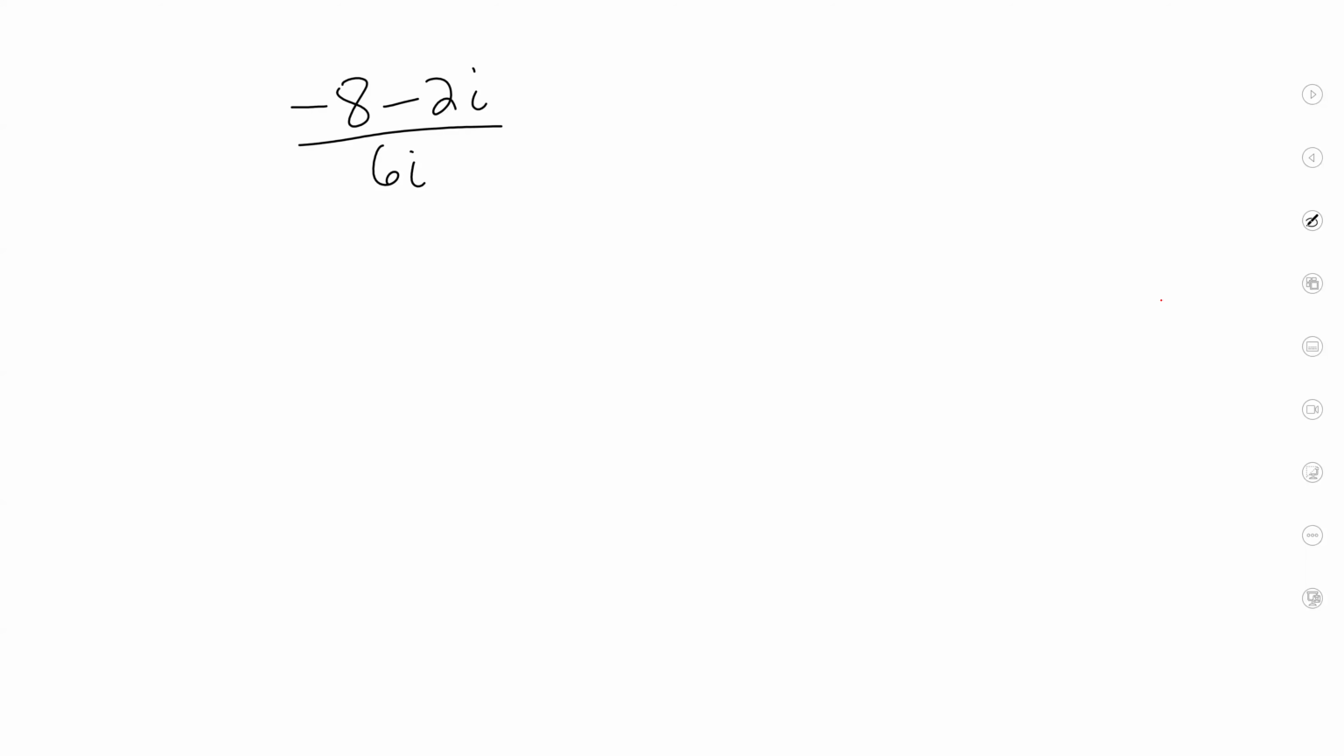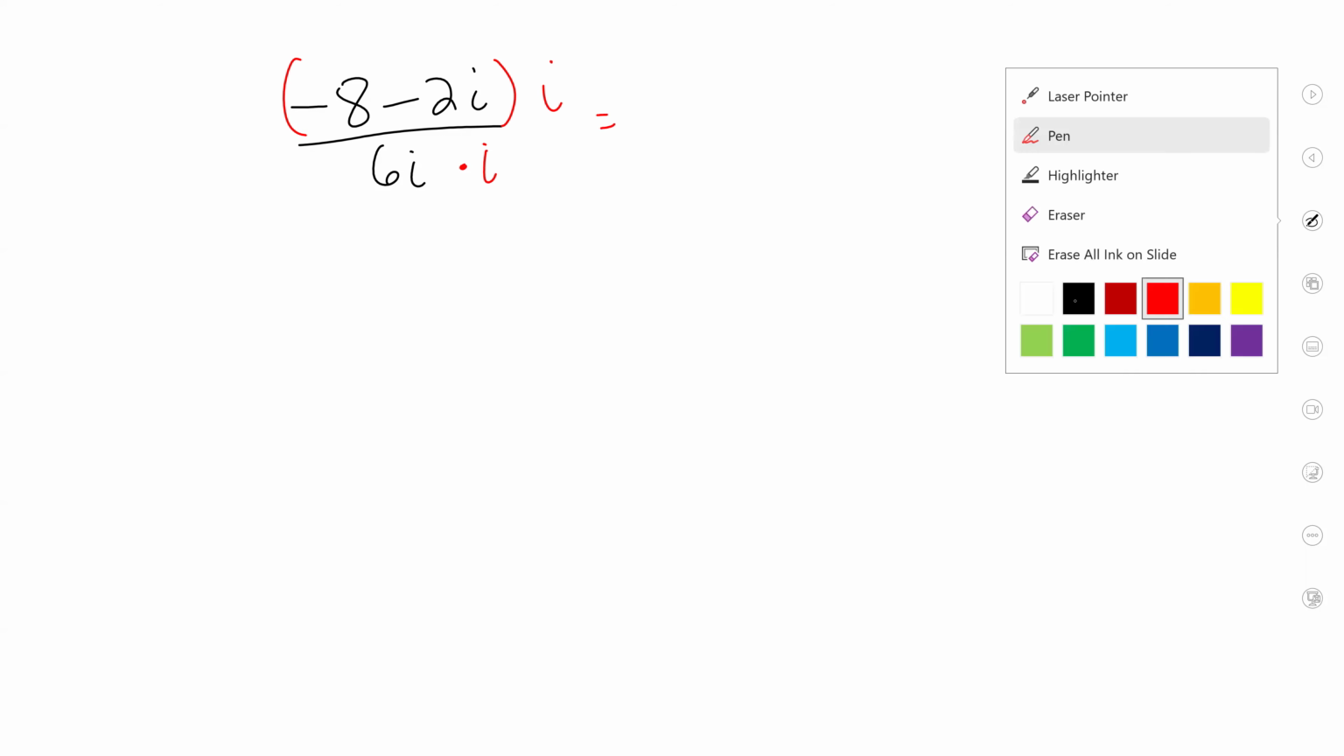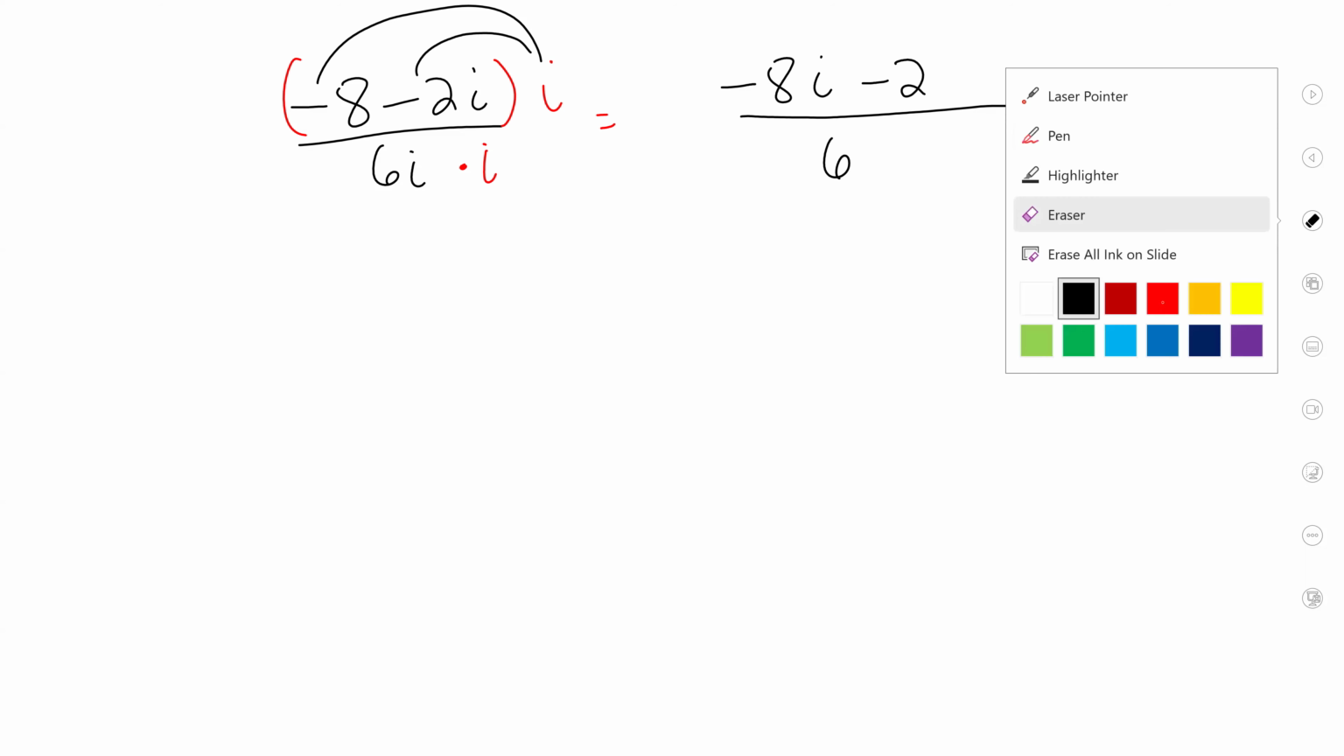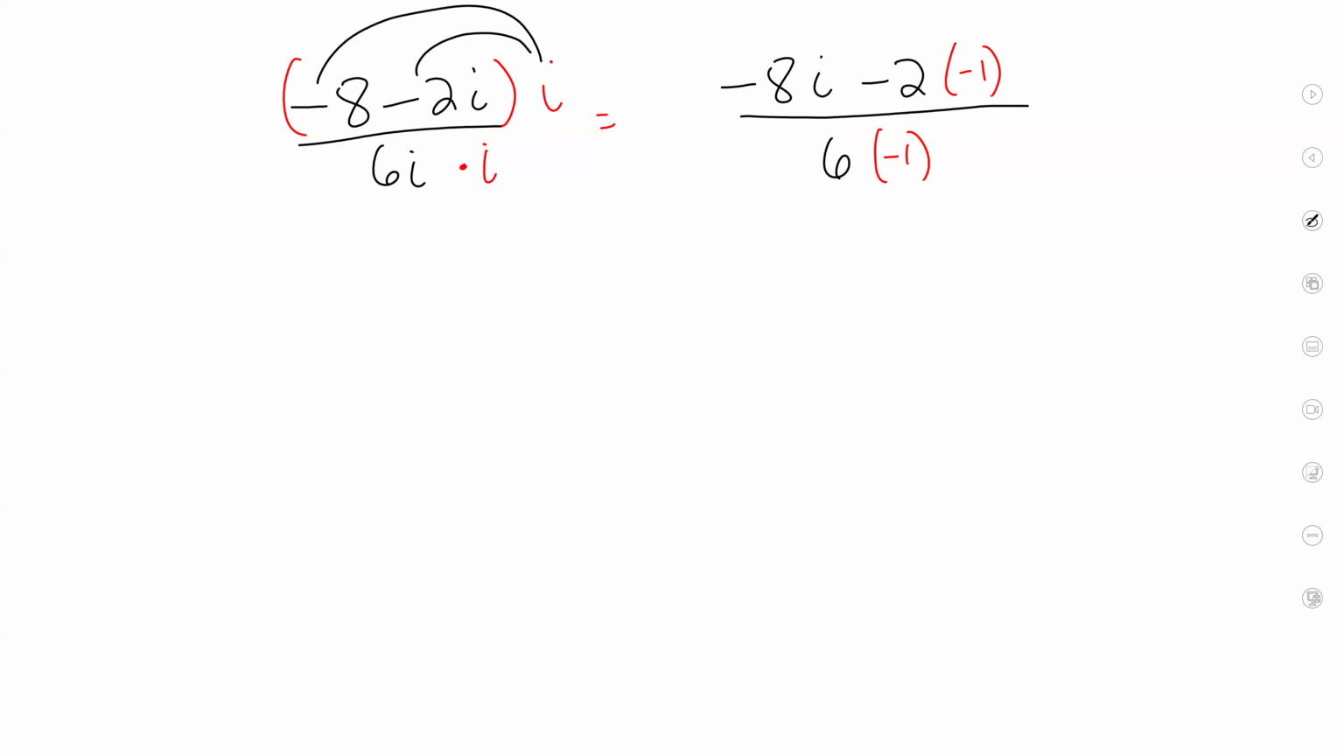All right, let's do this problem. We're going to multiply the numerator by i and the denominator by i. So this will become -8i, -2i squared. The denominator will become 6i squared. Now, wherever we see an i squared, I'm going to replace it with a -2. I'm sorry, a -1. If I see an i squared, replace it with a -1.